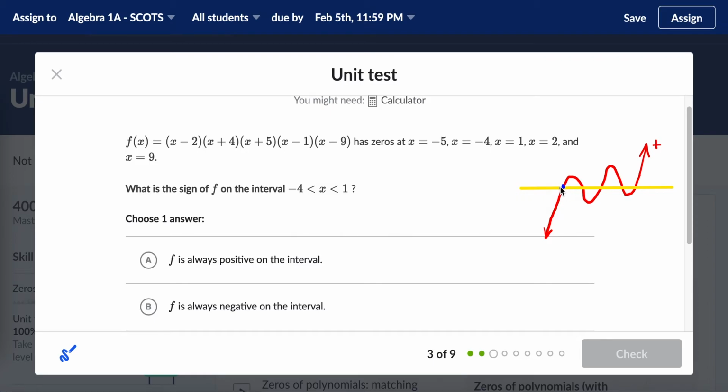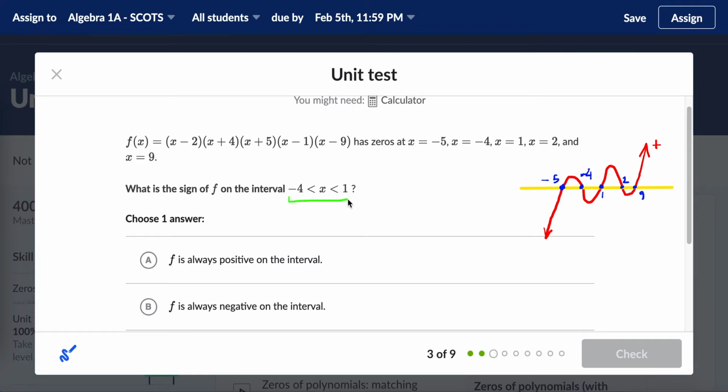Let's say this is going to be whatever the lowest one of these is. So that's going to be -5. Then our -4 is going to be here. That's -4. Again, this is not to scale. And then we've got 1, 2, and 9. So this one here is 1, 2, and 9.